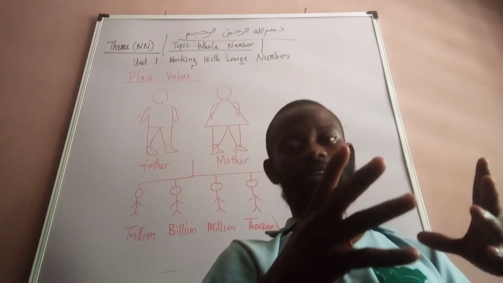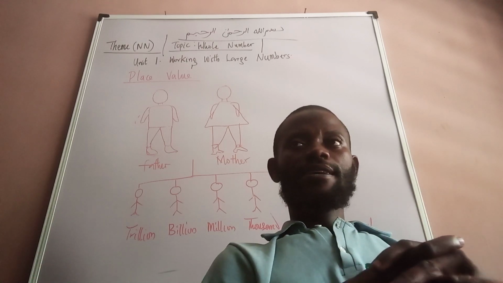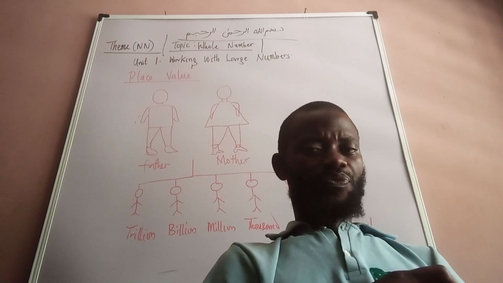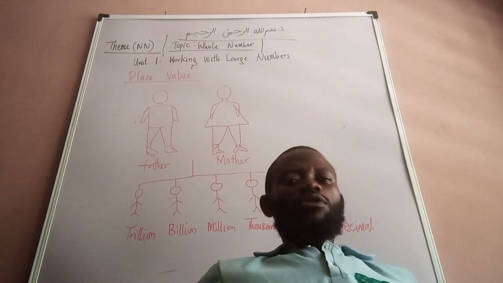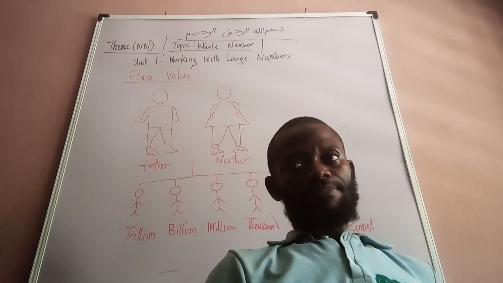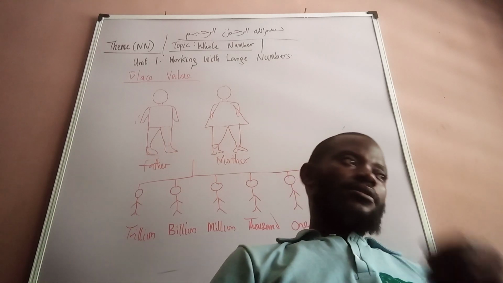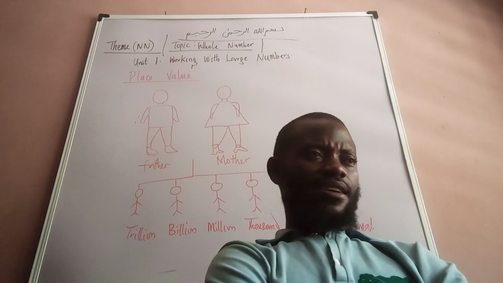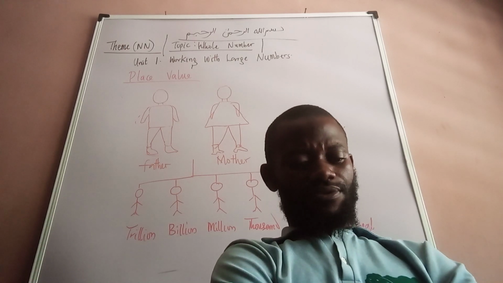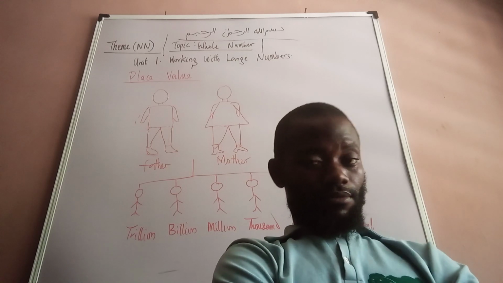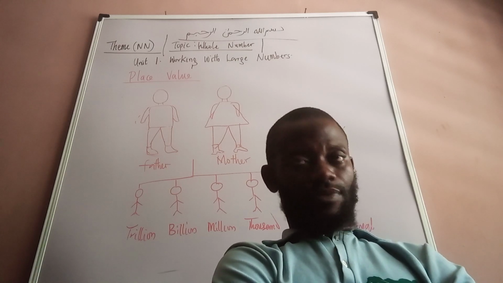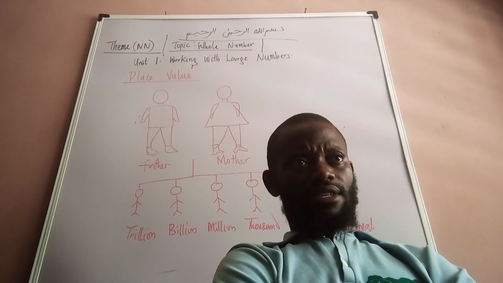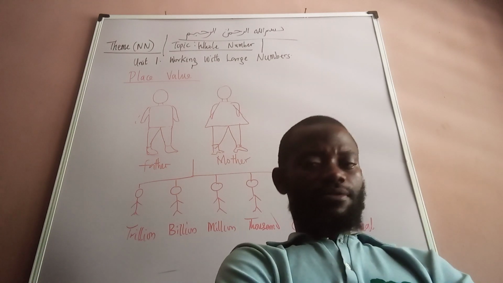Your father, your mother, then your siblings. If you are the firstborn of your family, let's say you are a family of six siblings. Your parents, the two, your father and mother, make eight in total. Out of the six, you are the firstborn. Your place value in the family is what? It is one. You are the first one.